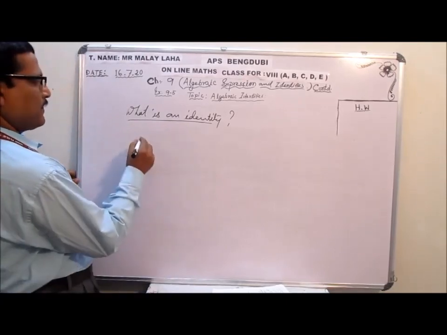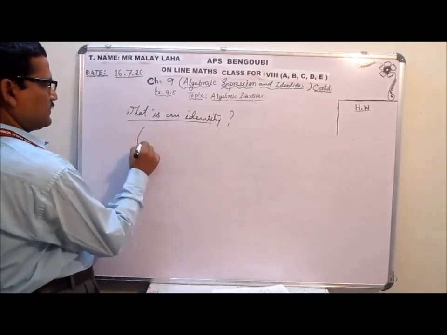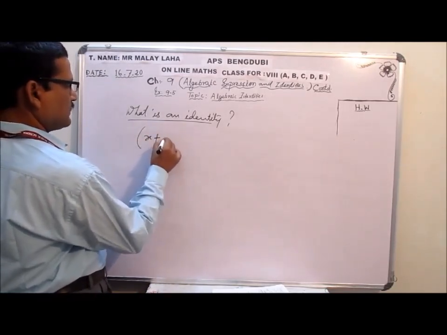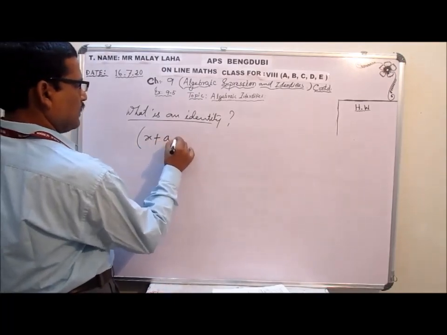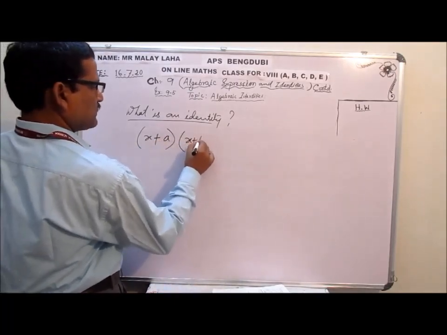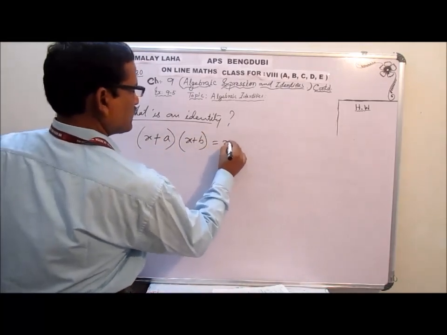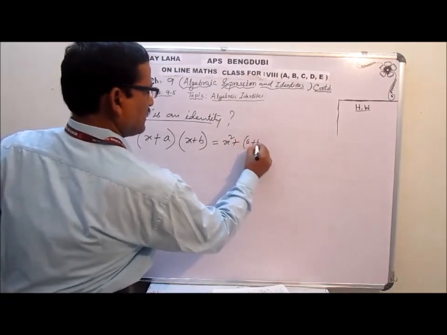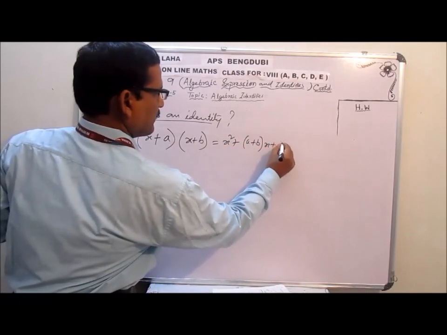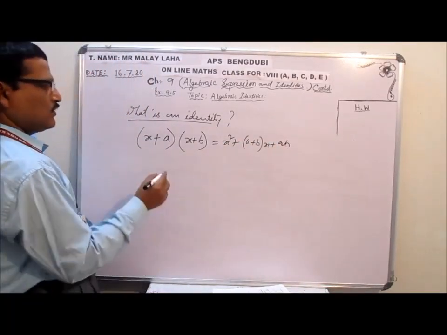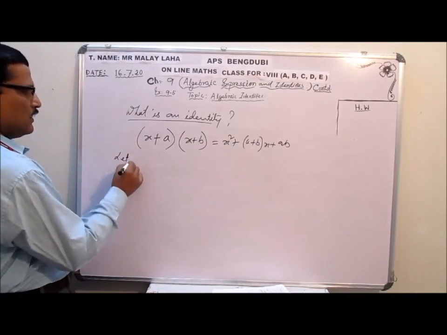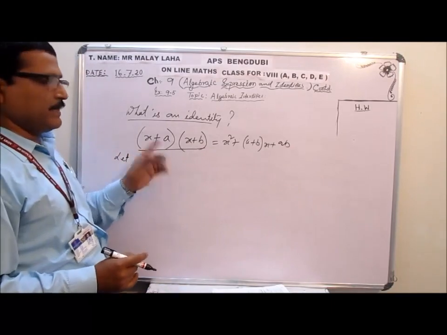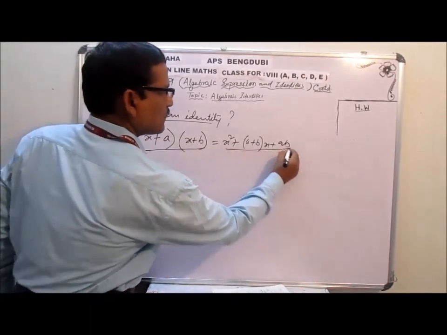So here you see x plus a into x plus b, that equals x square plus a plus b into x plus ab. Now, for every value of the variables x, a and b, the left side will be equal to this expression.